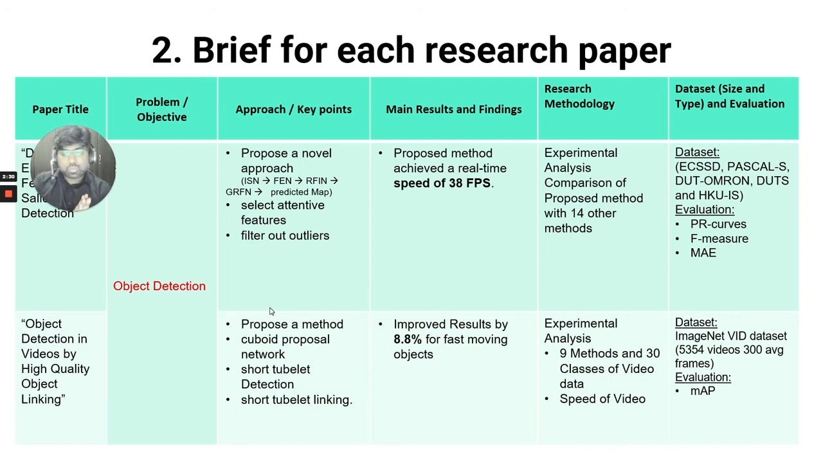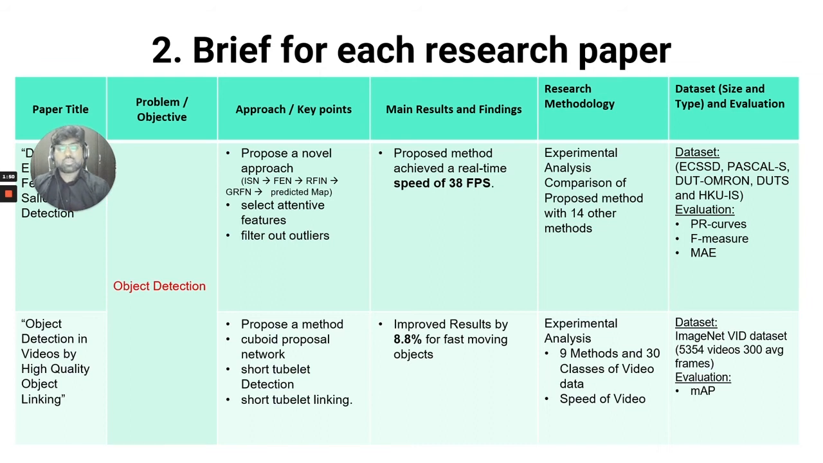So the bottom research paper is titled Object Detection in Videos by High Quality Object Linking. The aim was to improve object detection in videos. The researchers propose a method for a cuboid proposal network that is somehow similar to the bounding box method. After detecting the short tubelets, which are short video segments, they linked those tubelets together. The proposed method was trained on the public ImageNet VID dataset.